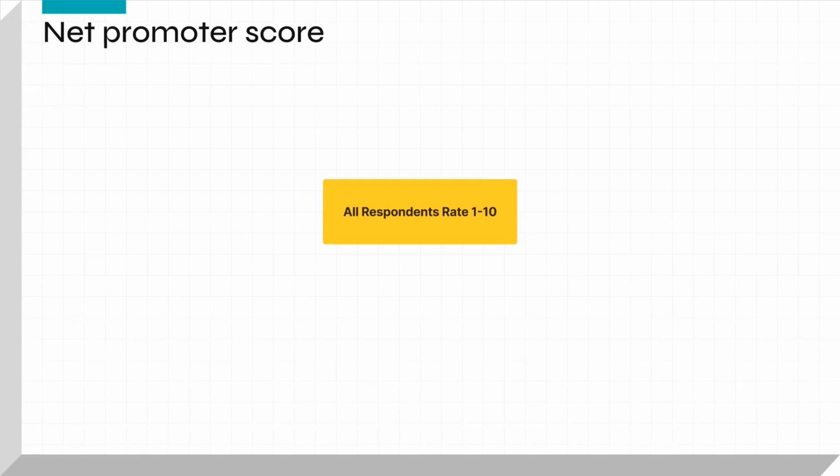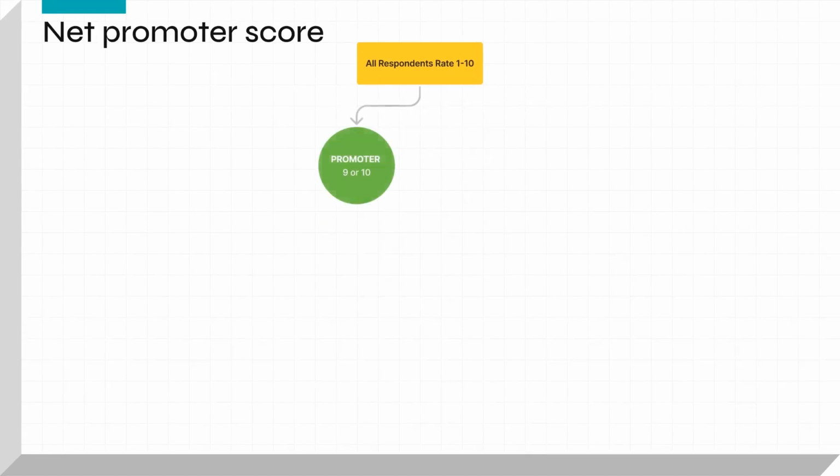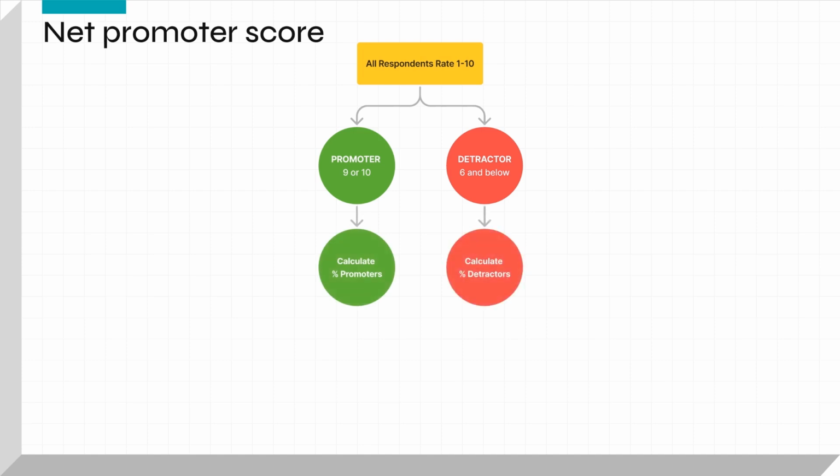So we put together an animation to help you understand what the net promoter score is and how it's calculated. You start with respondents. They submit scores on a scale from 1 to 10. So we have our promoters who are 9 or 10 and the detractors that are 6 and below. We calculate the percent promoters, calculate the percent detractors, and then subtract the percent detractors from the percent promoters. People who rated either a 7 or an 8 aren't counted as either promoters or detractors. The net promoter score is a score to measure customer loyalty and satisfaction.